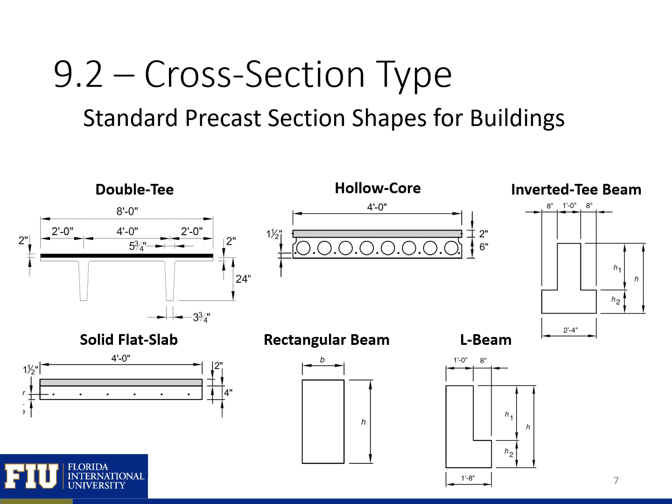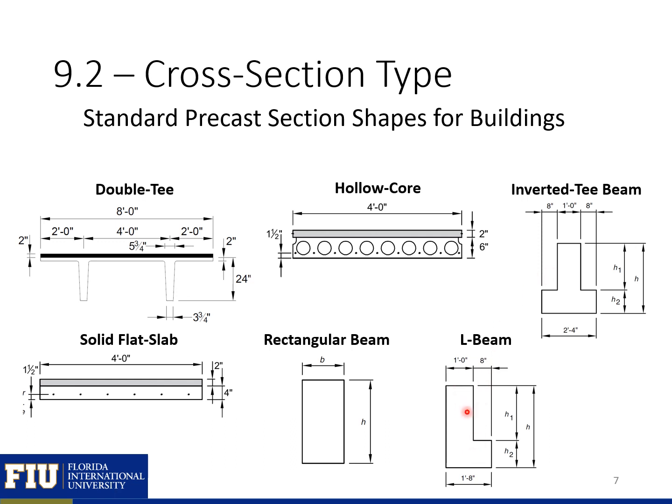Shown here again are some of the standard precast section shapes for buildings. Again, the two most popular would be double T's and hollow core. Inverted T's are often used with some of these members. So double T's or hollow cores can frame into the inverted T's to create the structural system.